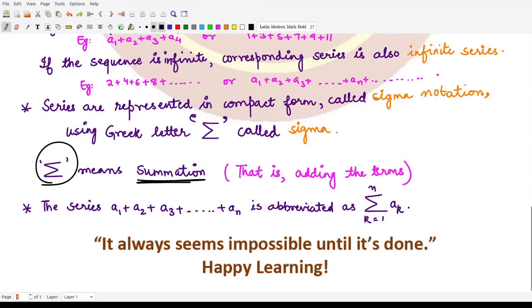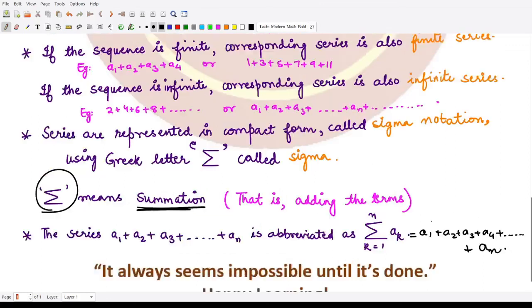So this sigma represents we are adding all such terms. Here what is different for each term? This value k. So we have to change this k and we will start from the number 1. So k starts from 1, next value would be 2, next would be 3, next would be 4. So our answer would be a1 plus a2 plus a3 plus a4, and we keep on doing like this until we reach the last term an, right? So this is all about series.